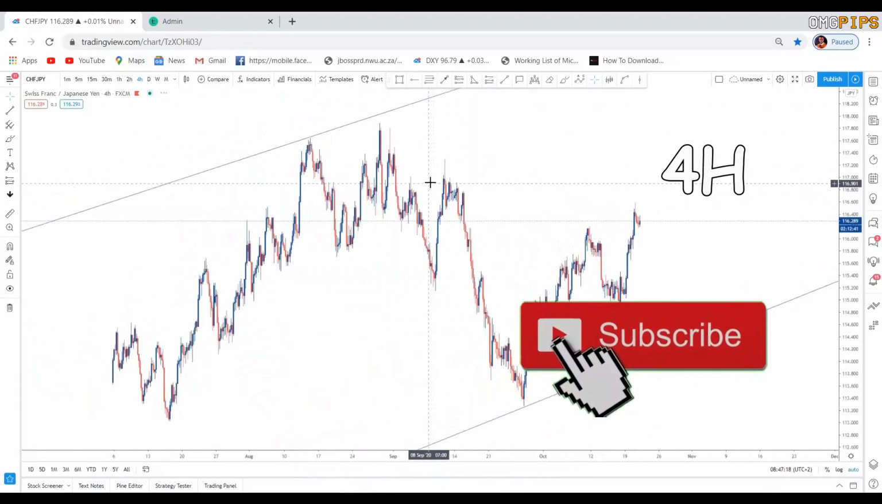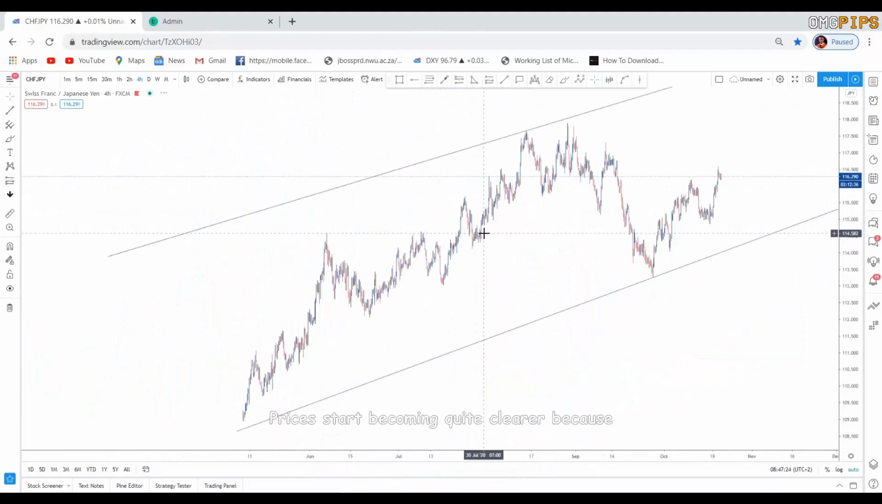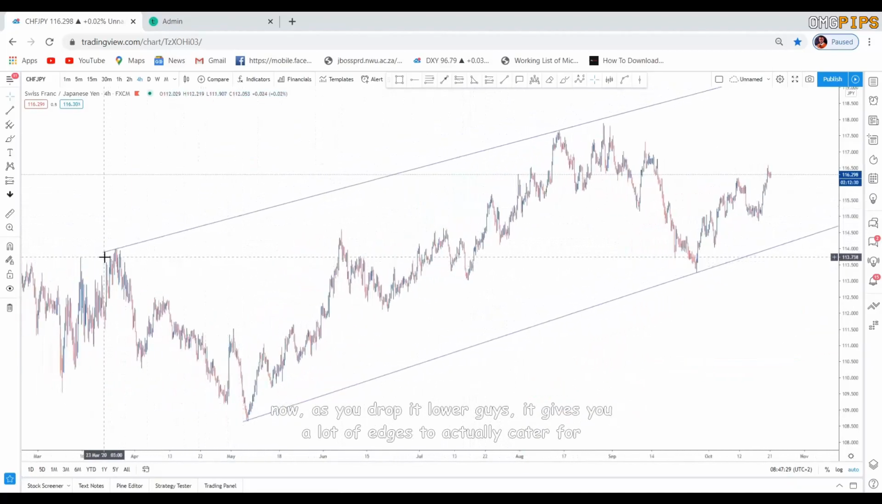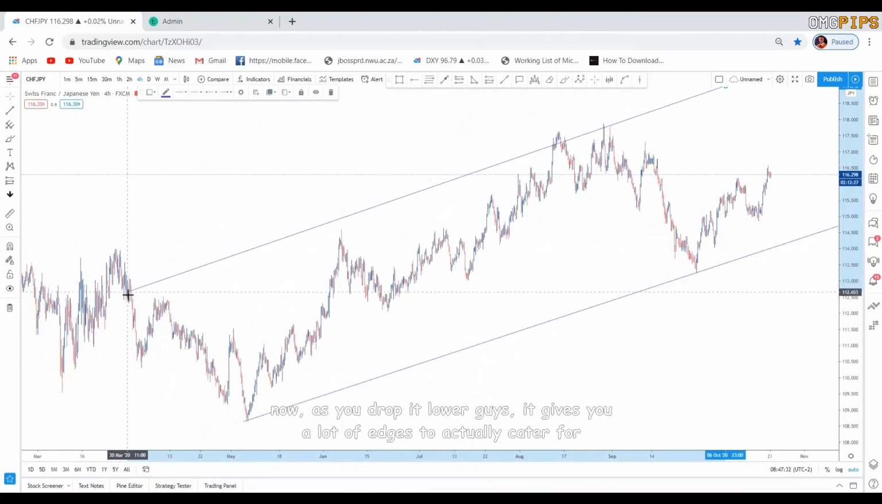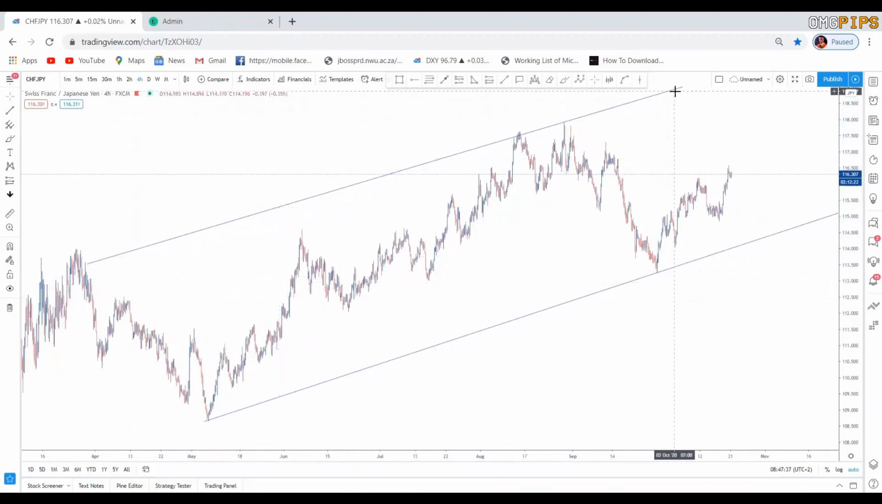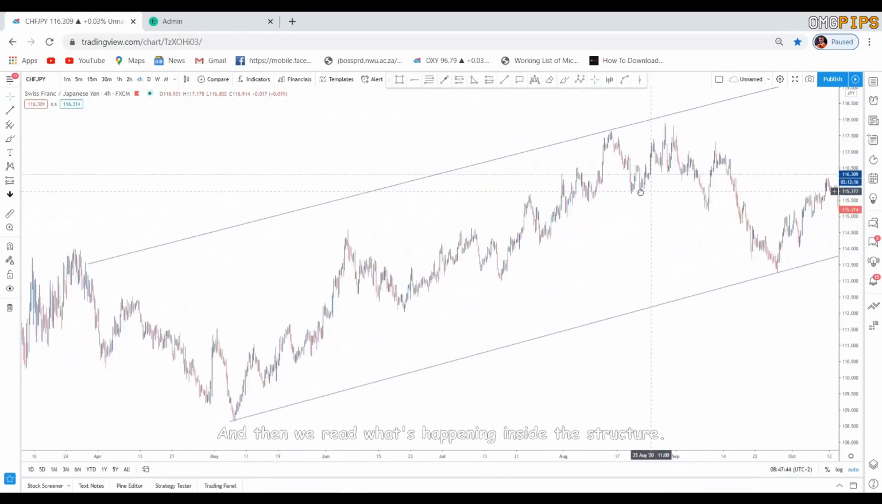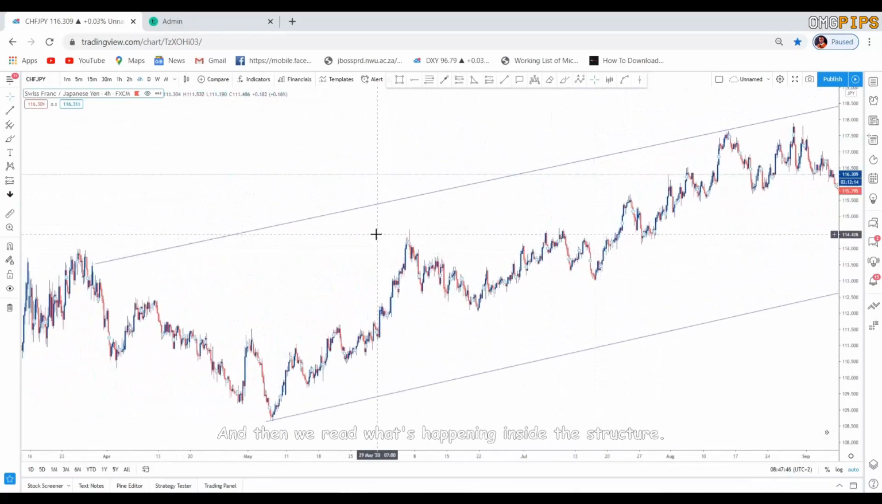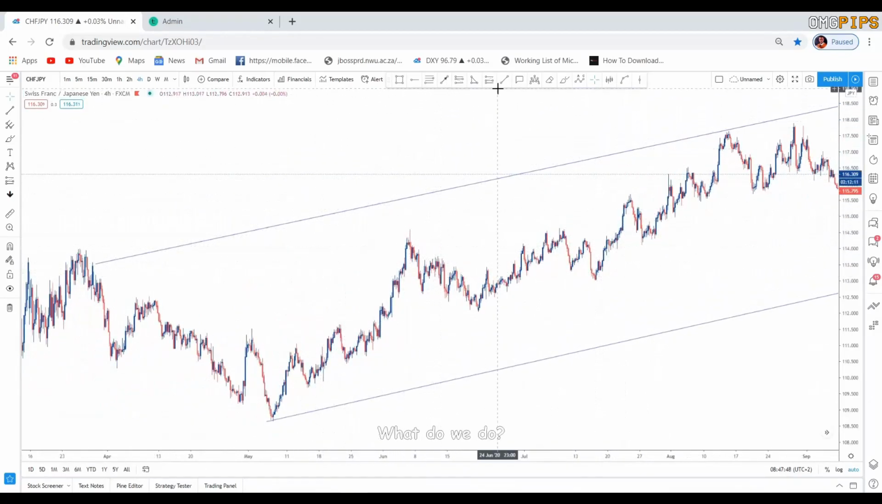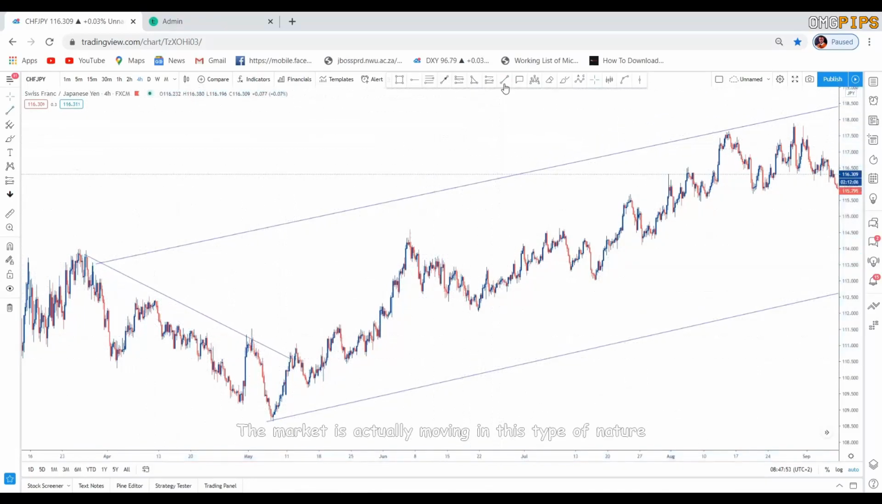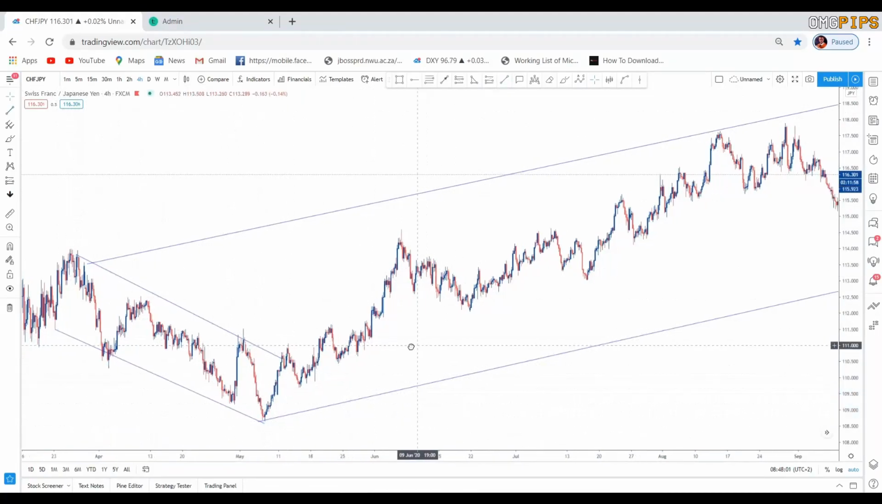We go to the 4-hour time frame, you would see prices start becoming quite clearer, because now as you drop it lower, guys, it gives you a lot of edges to actually cater for. Okay, it doesn't fit right here, so you put it right there, and then we cater from here to there, and then we read what's happening inside the structure. So what do we do? We firstly read how the market is moving. As I'm seeing right here, the market is actually moving in this type of nature. So you can see we catered for that.